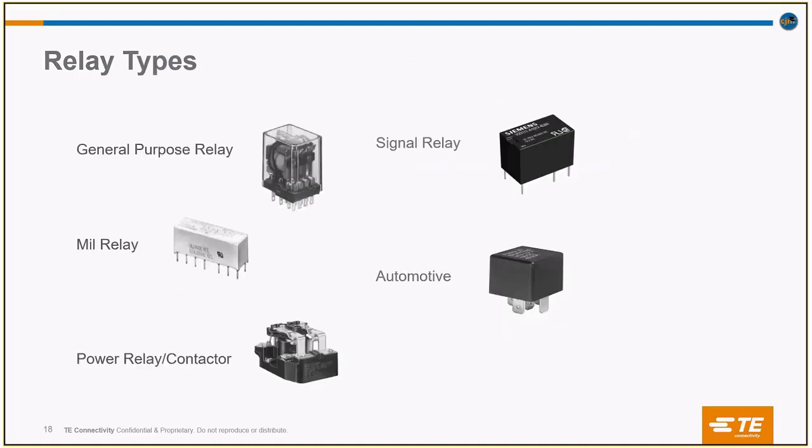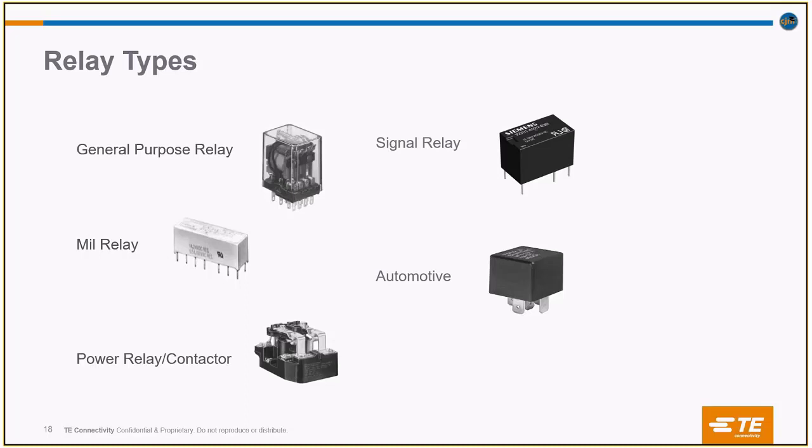Moving forward, we are going to talk about the relay types. So we have the general purpose relay, the signal relay, mil relay, automotive, and power relay and contactor. We're going to talk about all of these individually. So let's start with the general purpose relay. These relays are used for general activities. They should not be subjected to extreme harsh environments. They work well in general applications.